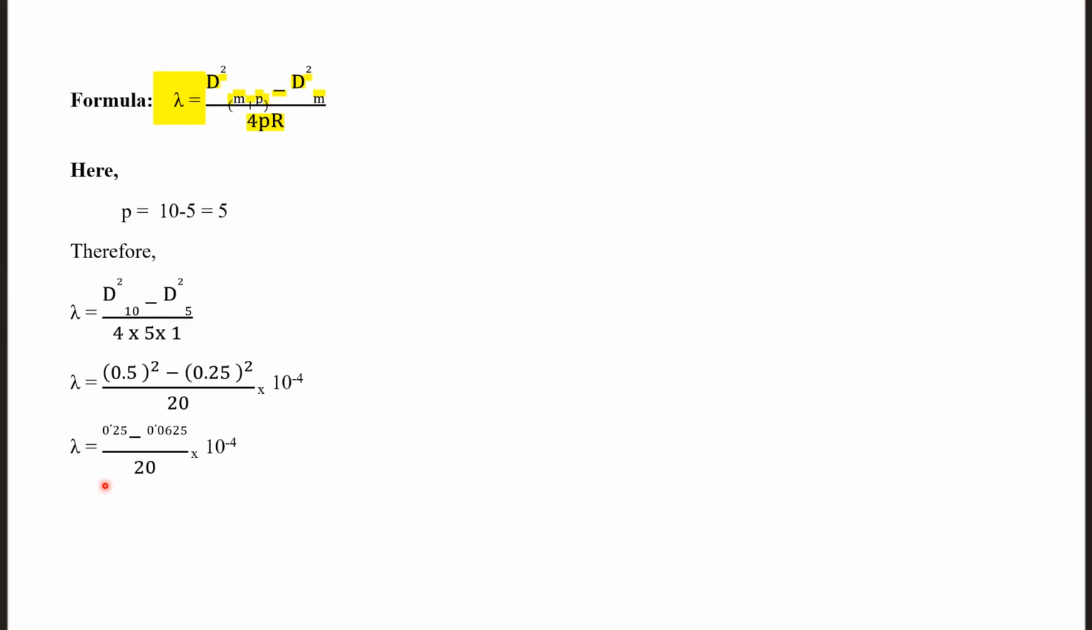So the lambda that we get is 9375 into 10 to the power minus 4 into 10 to the power minus 6. Now do this multiplication: 10 to the power minus 4 into 10 to the power minus 6, so there will be an addition of exponents, which gives 10 to the power minus 10. 10 to the power minus 10 meter is nothing but angstrom. So the answer we get here is lambda equal to 9375 angstrom.